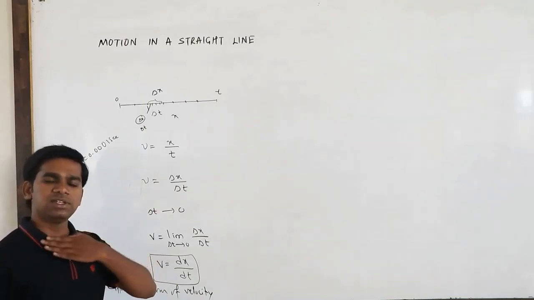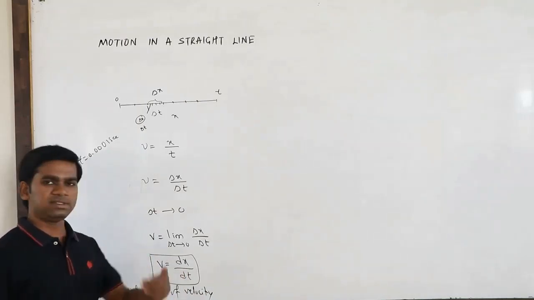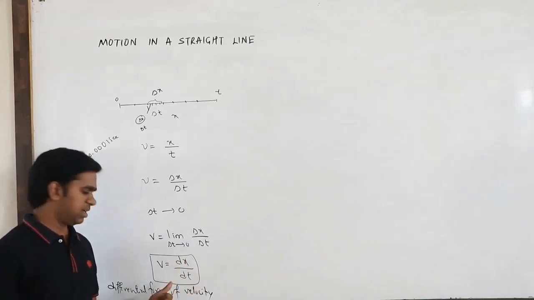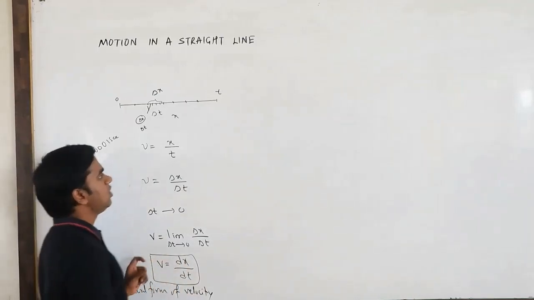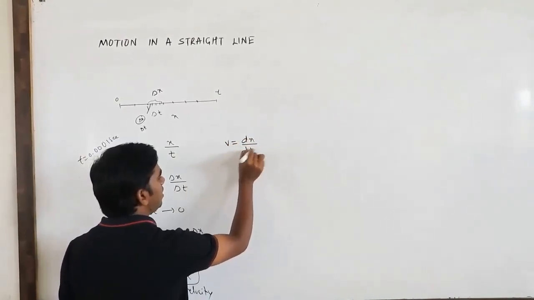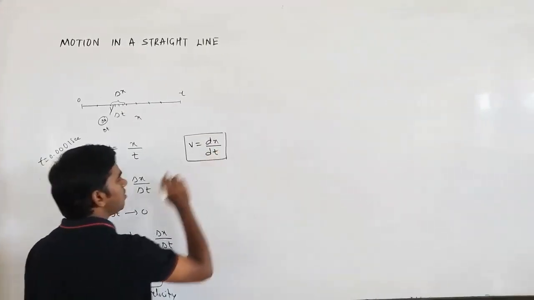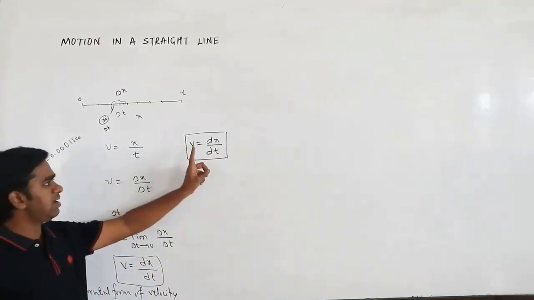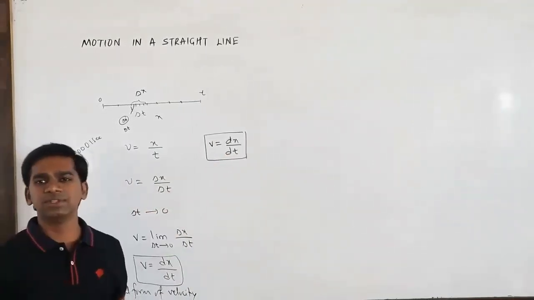When velocity is changing continuously, when position is changing continuously, you can calculate velocity with the help of v equals dx by dt. So remember this one. How to find this delta x by delta t only, we are going to discuss in this class.